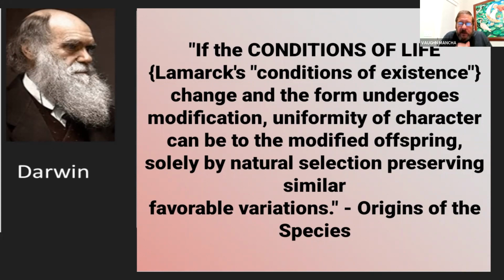He says, and what's interesting is a lot of people don't realize what I'm about to tell you, he says, if the conditions of life. Now, the conditions of life was a technical term that he borrowed from Jean-Baptiste Lamarck, 50 years his senior. He came up with the conditions of existence. But Darwin says that the conditions of life, which Lamarck was talking about, Lamarck said this is the environment. The conditions of life is the environment that's around us that changes our traits. And Darwin goes on to say, if those things change and the uniform undergoes modification, uniformity of character can be given to the modified offspring solely by natural selection, preserving similar favorable variations. And that's out of his Origin of the Species.